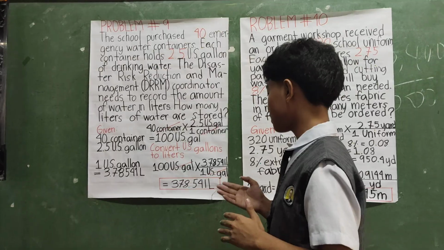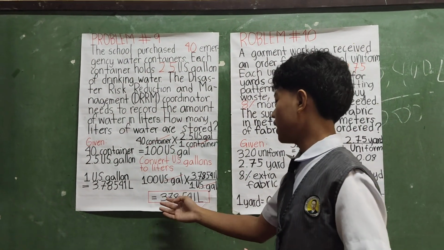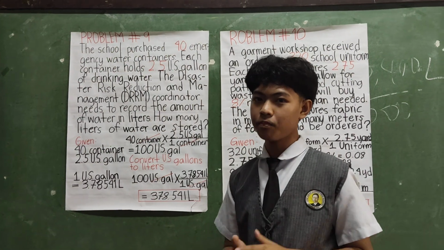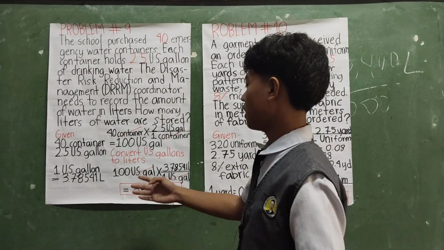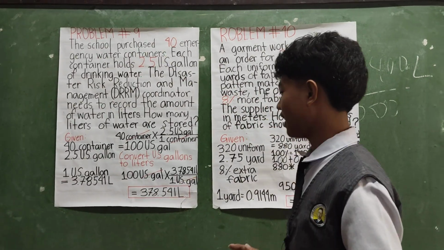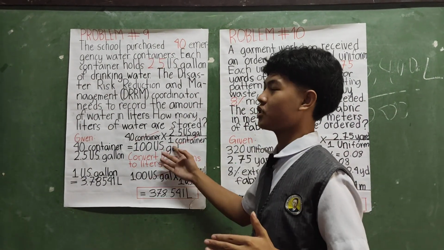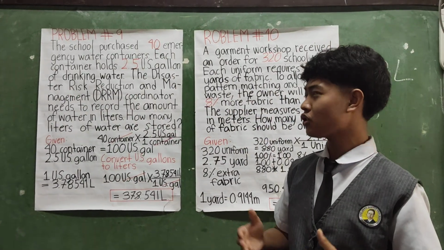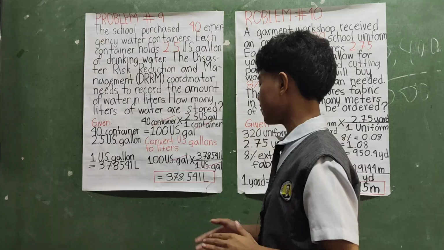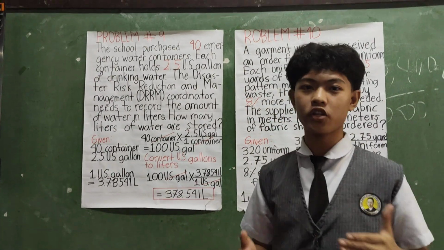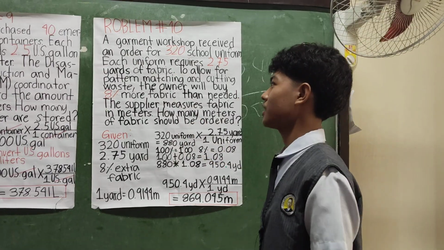So 100 times 3.78541 liters is equal to 378.541 liters. You've noticed that US gallon is being cancelled and it leaves only liters, which is the required unit in this problem. So in conclusion, the total amount of water in all 40 containers is 378.541 liters. So now let's proceed to problem number 10.